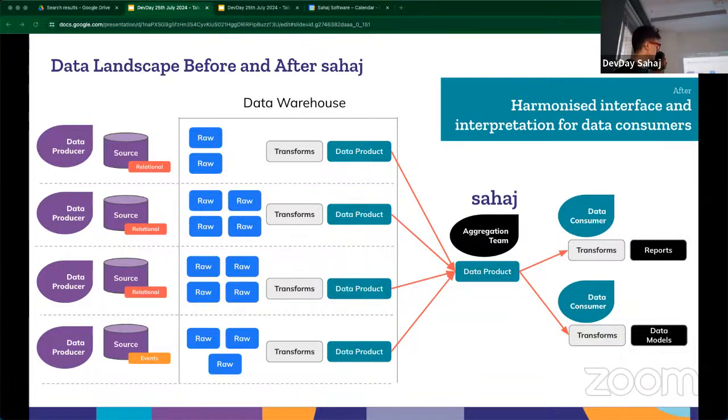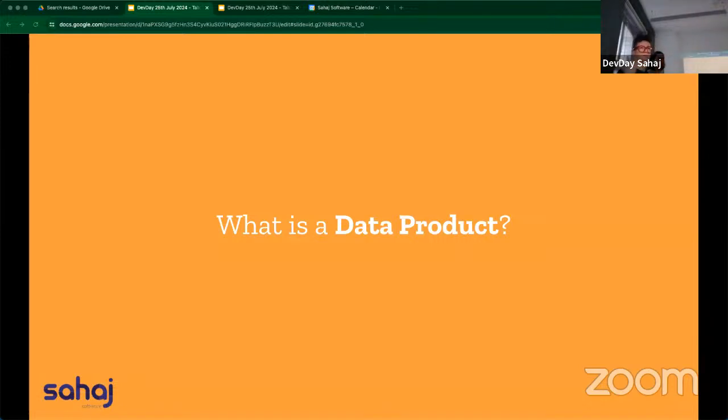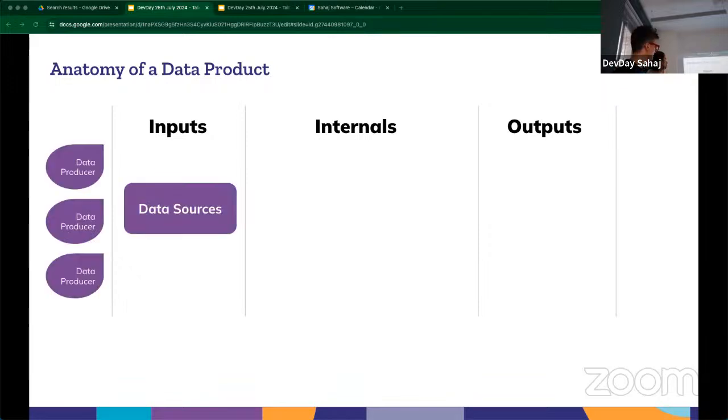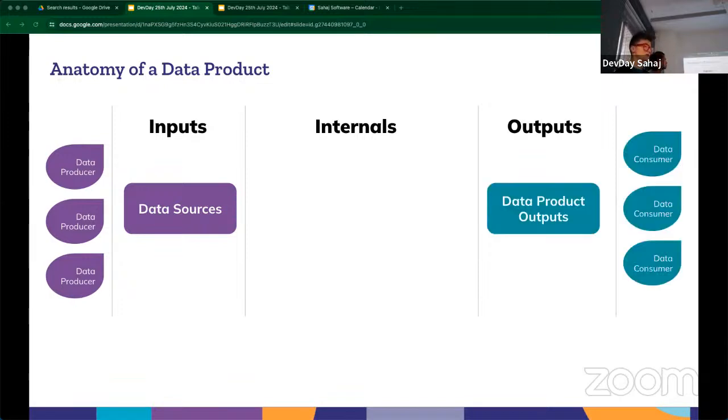So now that we've done that, it's time to zoom back out and talk a little bit about what a data product actually is. At a very high level, a data product is made up of three parts. You have your inputs. These are the data sources that you consume from outside the boundaries of your data product. At the other end, you have your outputs. These are the things that you put in the hands of your consumers.